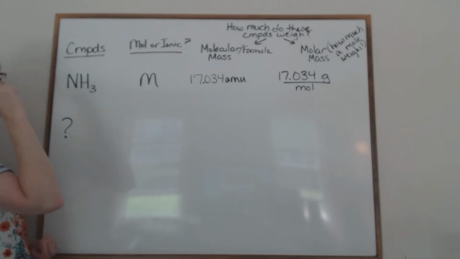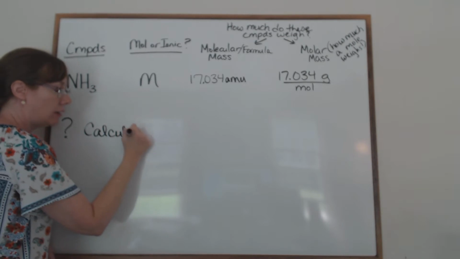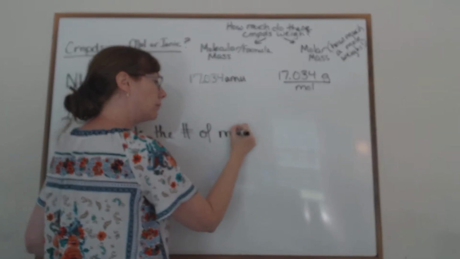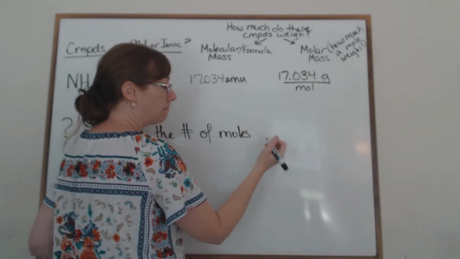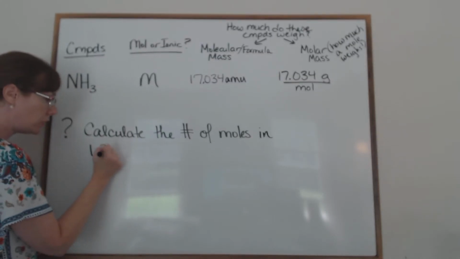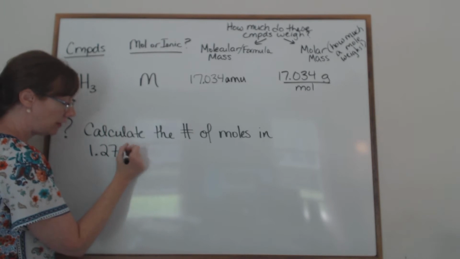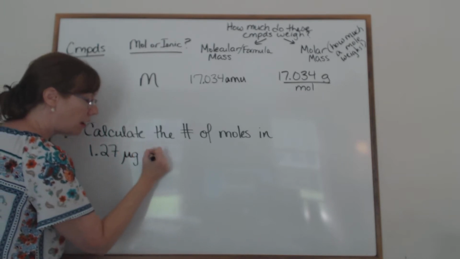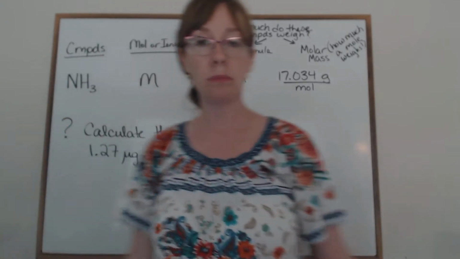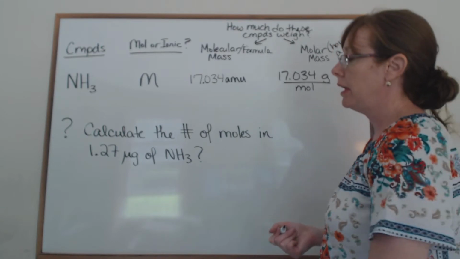Practice question. Can we calculate the number of moles in, let's just go with 1.27. Let me put a metric prefix in here. Micrograms of ammonia. Okay, so calculate the number of moles in 1.27 micrograms of ammonia.